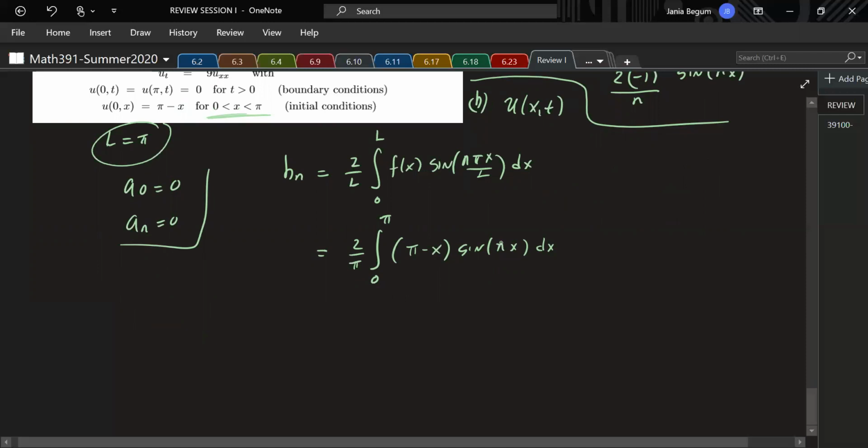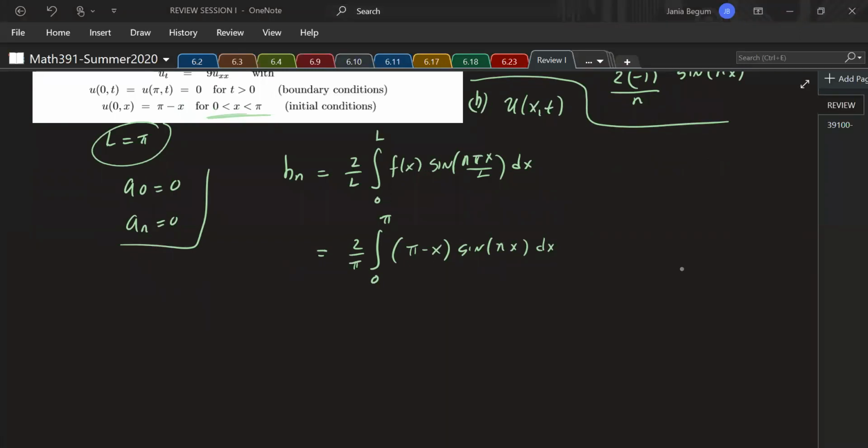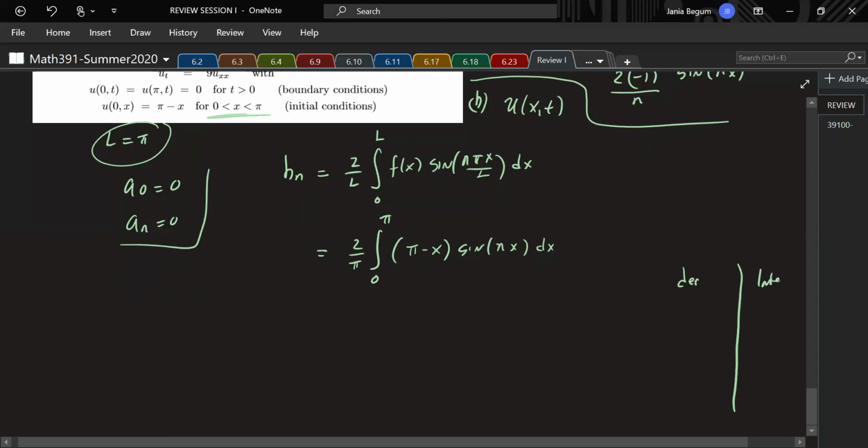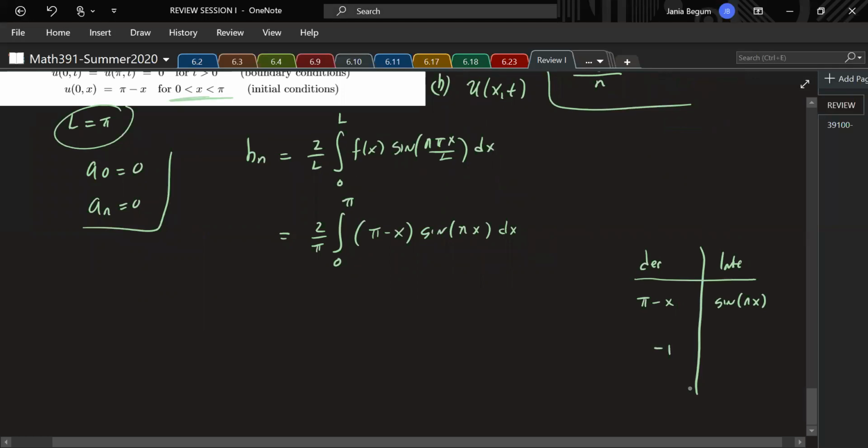We're going to use integration by parts, so we're going to use the shortcut for integration by parts. We pick a column for the derivative, and then we pick a column for integration. So I'm going to differentiate pi minus x, and we'll integrate sine of n x. Differentiate pi minus x, that's negative 1, and then 0. Now integrate sine of nx, that's negative cosine of nx over n. And then integrate again, you get negative sine of n x over n squared. So just double check. Yeah, that's right. So now we cross them this way, and then we multiply them with plus and minus signs.